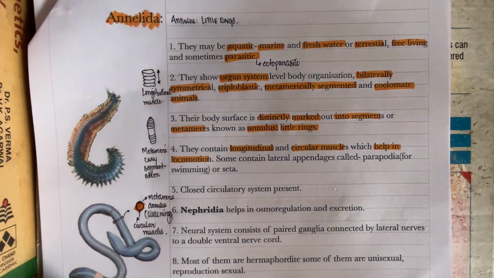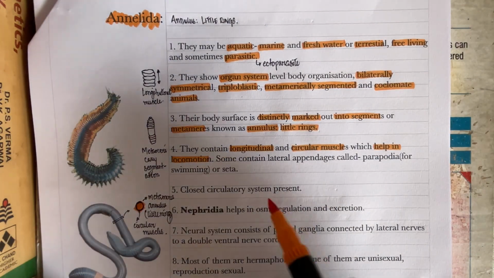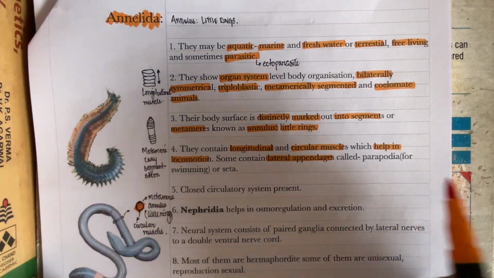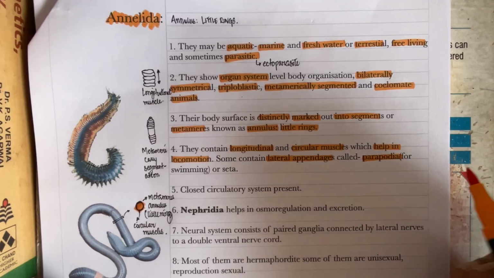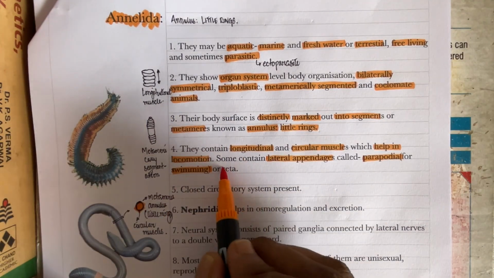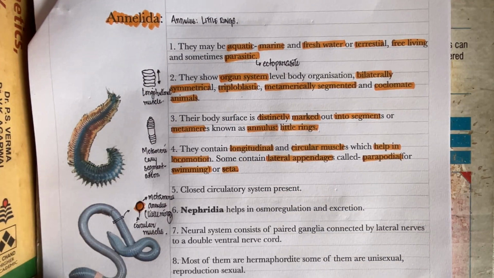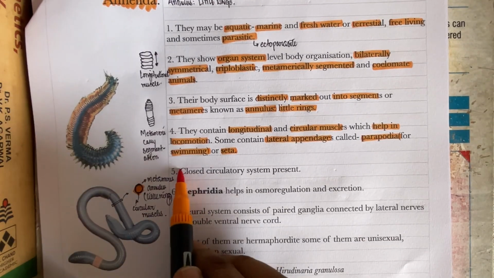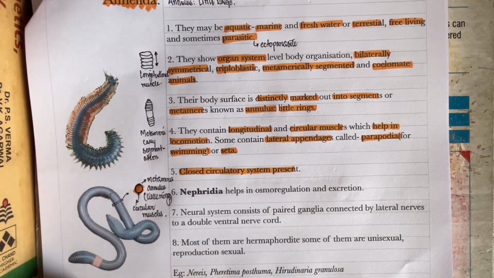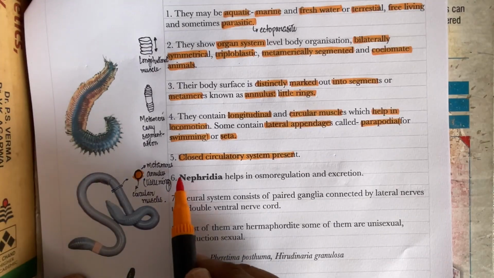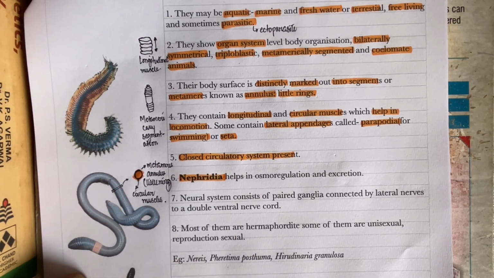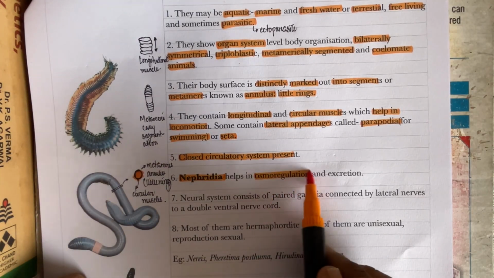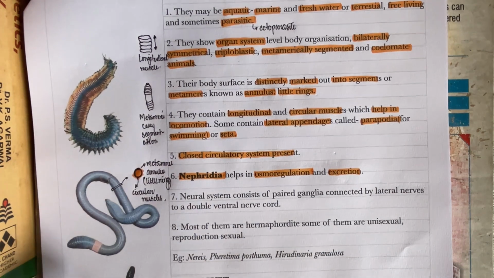सम ऑफ दिस एनेलिडा, कुछ एनेलिडा ऐसा भी है जिसमें कुछ लैटरल अपेंडेजेस देखा जाता है, जिसको हम लोग पैरापोडिया कहते हैं, विच इज यूज्ड फॉर स्विमिंग, और वी कैन कॉल देम सीटा, विच हेल्प्स इट फॉर क्रॉलिंग. इन देम closed circulatory system is present. They have a special cells called nephridia, which helps in osmoregulation and excretion.